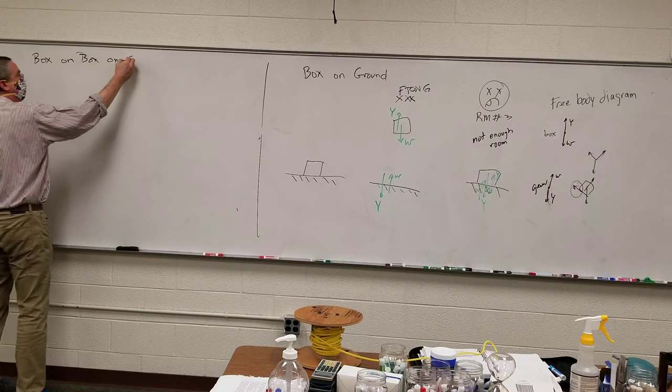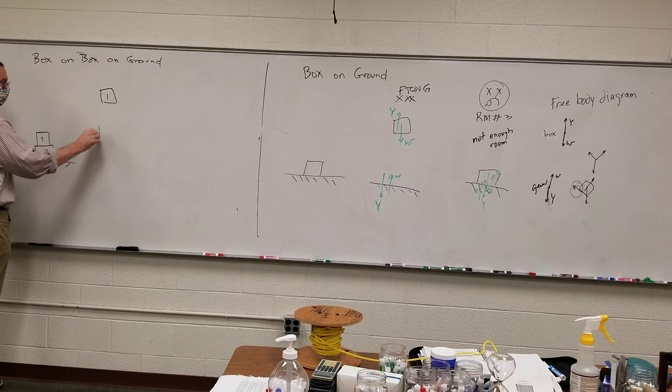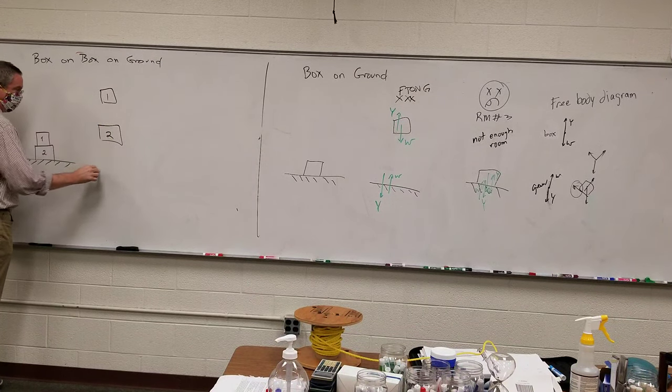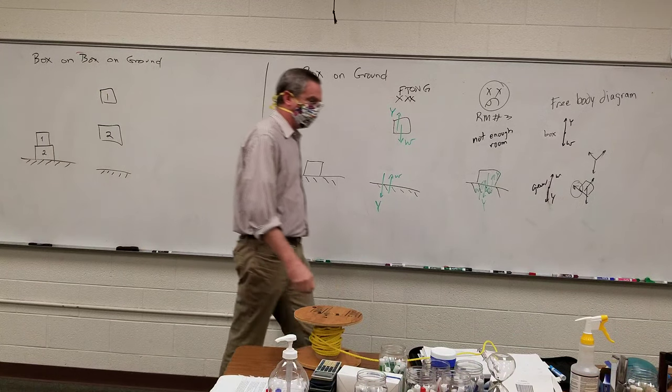Box on ground. So here's the problem. Now I'm just going to draw the three objects separated so I have room to draw my arrows. My preference is to draw them in pretty much the same orientation, so one is above two, above the ground. Not required, but I think it provides a little bit better mental clarity.